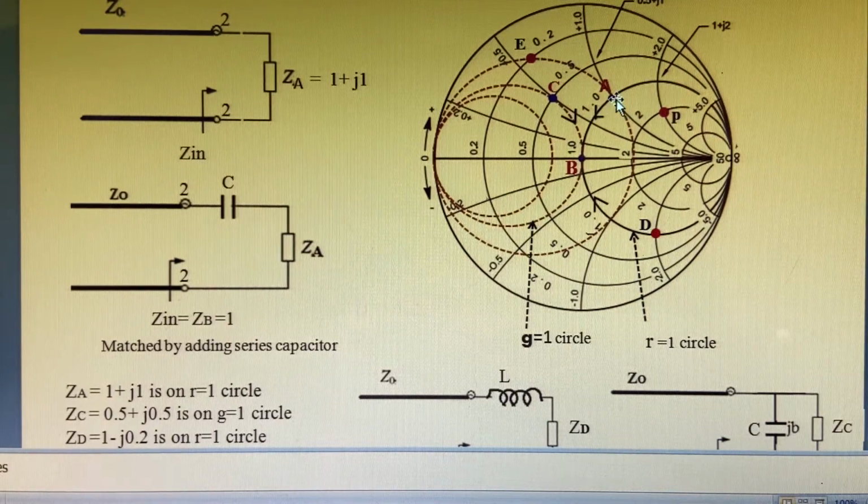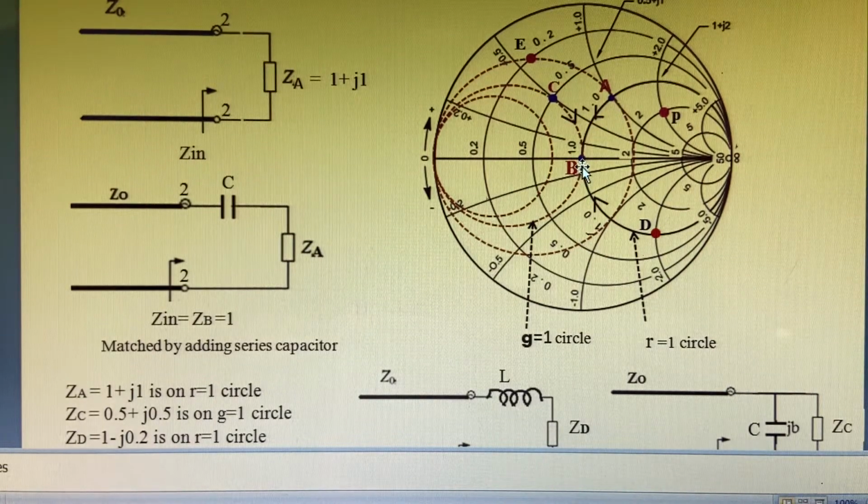To reach the point B, the path is that we have to move either on the R equal to 1 circle or the G equal to 1 circle. Then only we will reach the point B. So our load points in these examples are already on the R equal to 1 circle and the G equal to 1 circle. For example, load C is on the G equal to 1 circle, so we can easily move from C to B. Similarly, load point A is on the R equal to 1 circle. We can easily move from here to B.